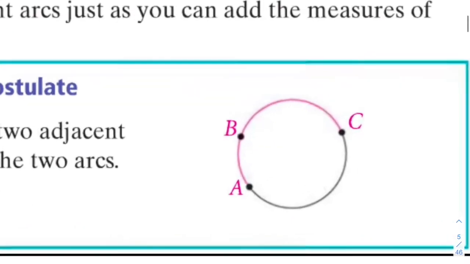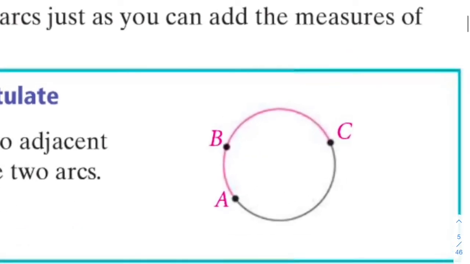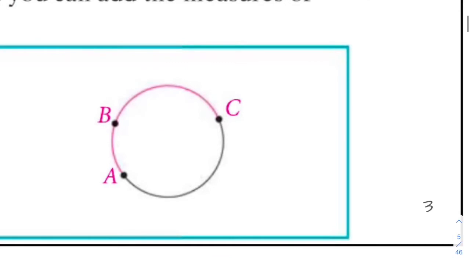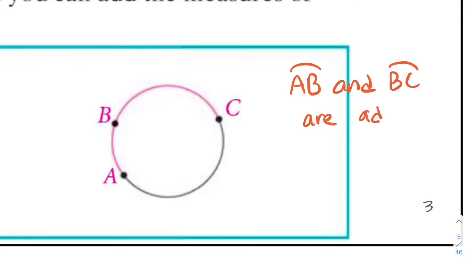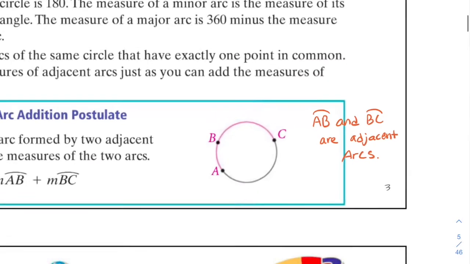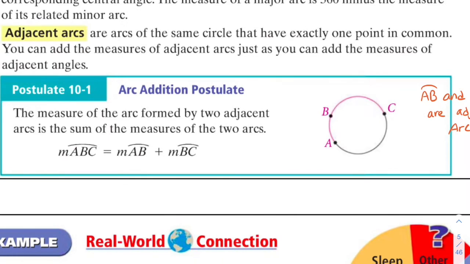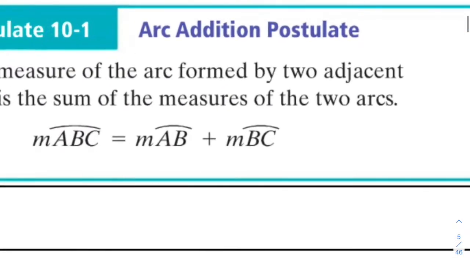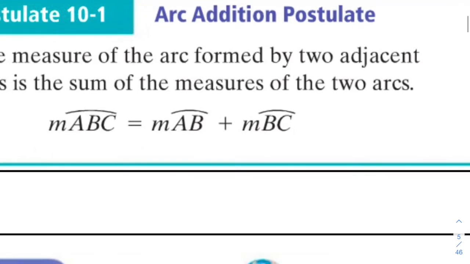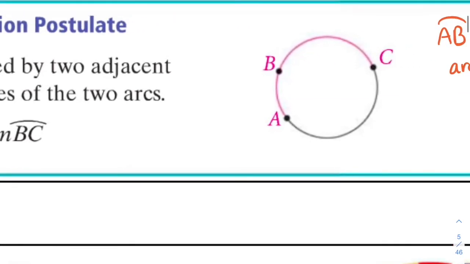But here, let's focus on this one. So arc AB and arc BC are adjacent arcs. So they have exactly 1 point in common. Okay, the arc addition postulate. Again, something pretty simple and self-explanatory.